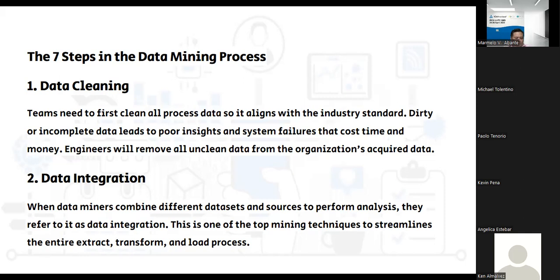Data integration. This is the second step. When data miners combine different data sets and sources to perform analysis, they refer to it as data integration. This is one of the top mining techniques to streamline the entire extract, transform, and load process. Many specialists perform additional data cleaning within different databases during this stage. This process ensures data quality, so it meets business requirements. Specialists will use data mining tools such as Microsoft SQL to integrate data.